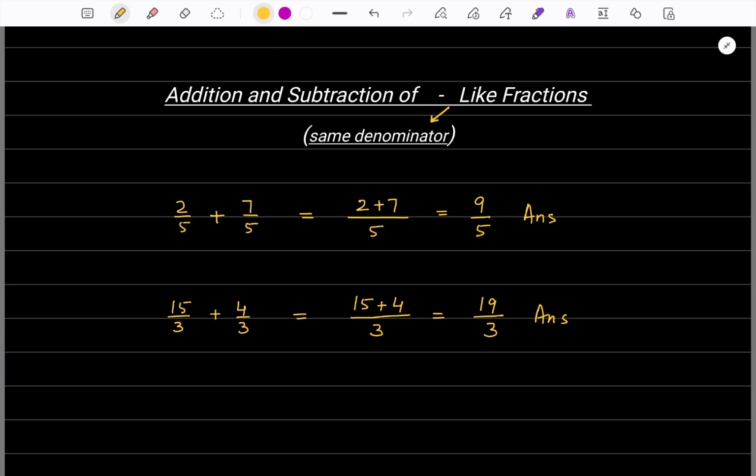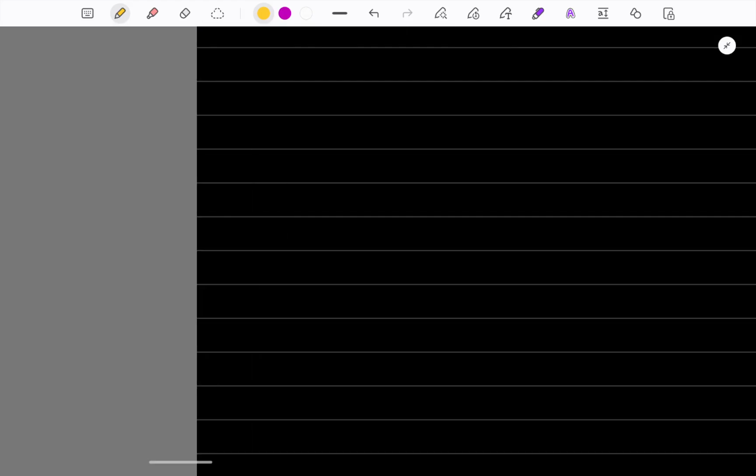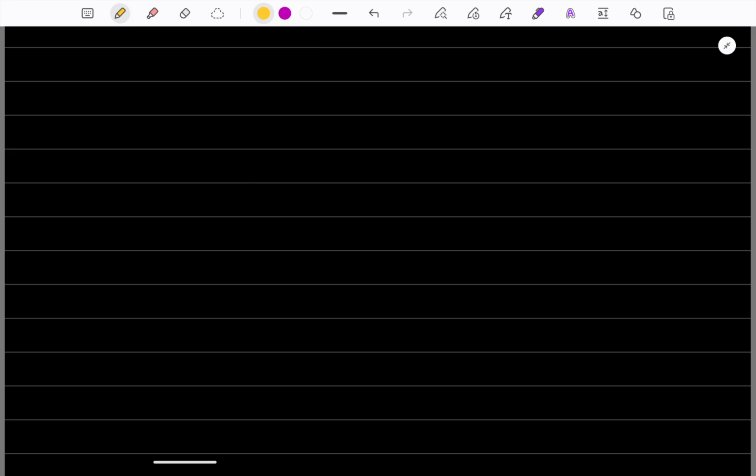Now subtraction of like fractions is also done the same way. We can understand it by taking an example for subtraction as well. So here we are taking 15 by 3 minus 4 by 3. This time we are subtracting 4 by 3 from 15 by 3. So we have to subtract the numerators now. So 15 minus 4 over 3 gives us 11 by 3.